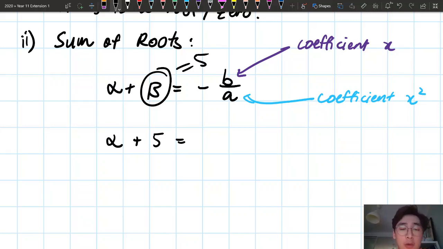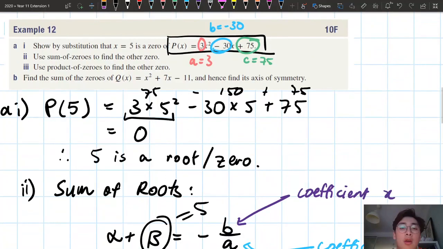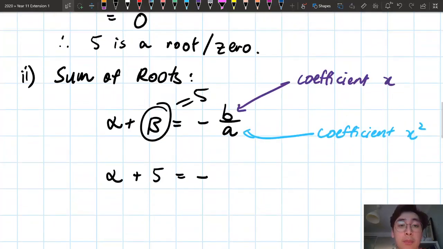And I know that is equal to negative b over a. Well, what were our values for b and a? Let me scroll back up. I know that b is just negative 30, and I know a is just 3. So I'm going to put those two values in.